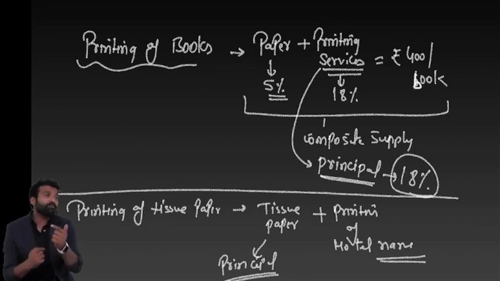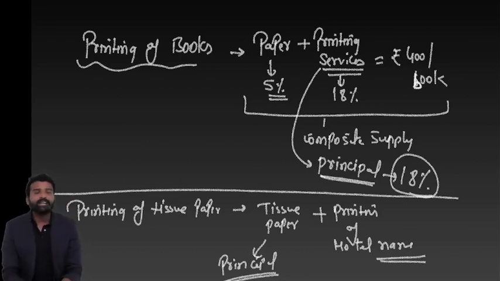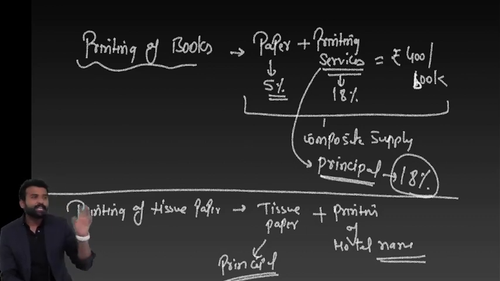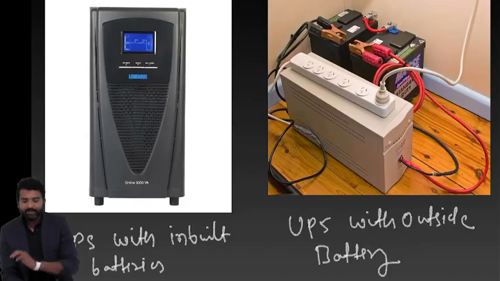So there are two different scenarios. If I am going for the content, like I am printing books, annual reports, magazines, then in that case printing is important. But if I am going for printing of tissue paper, envelopes, then tissue paper and envelope is the important thing, not the printing. So that will be the principal supply.